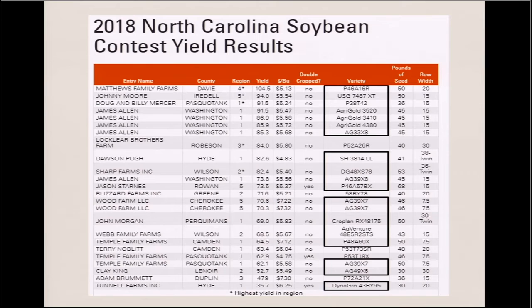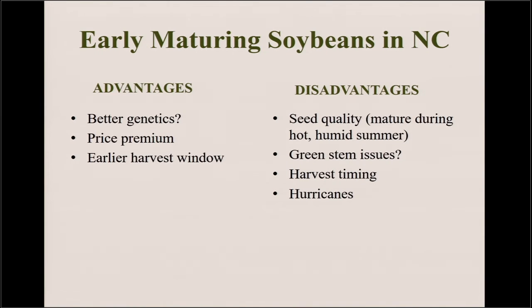Many progressive growers in parts of the state have already answered the question that these earlier maturing varieties can be successfully produced in North Carolina. If we look at the 2018 North Carolina soybean yield contest results as an example, we can see that about 80% of the growers that entered the contest in 2018 were using indeterminate maturity group 3 or 4 varieties. 2018 was an interesting year to be getting started with this research because it seems some of the advantages and disadvantages of growing these earlier maturing soybeans in North Carolina really played out.